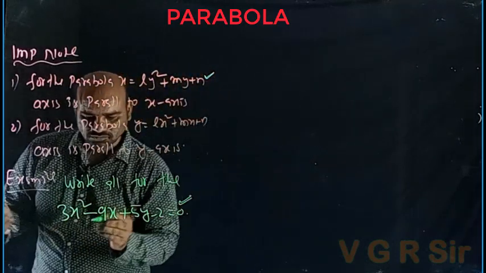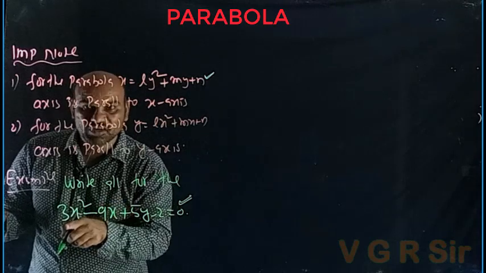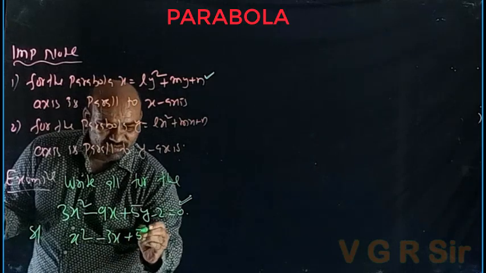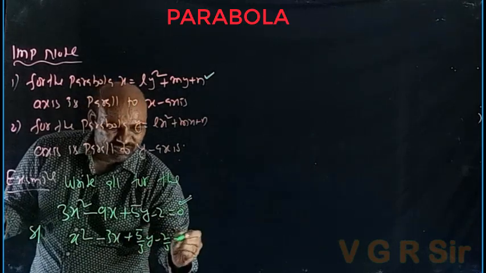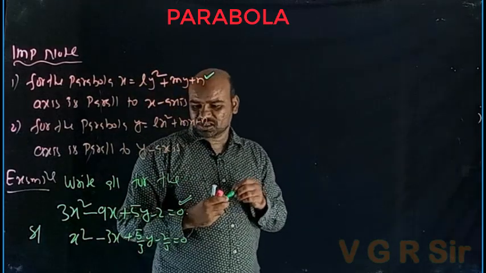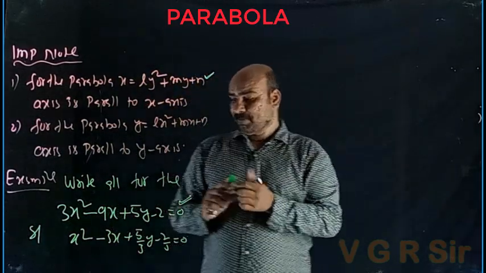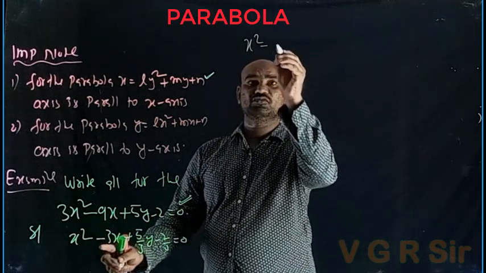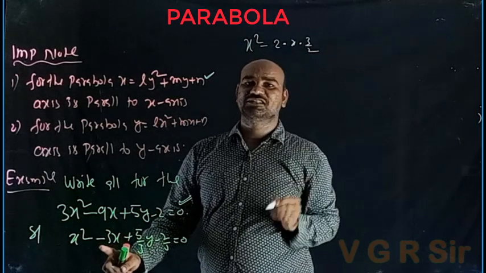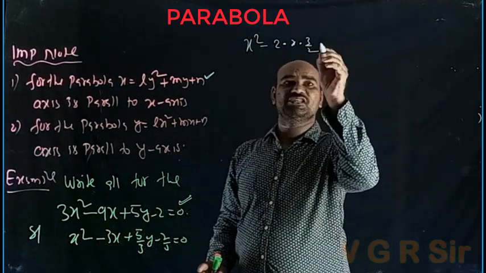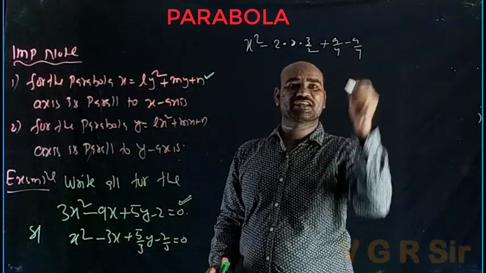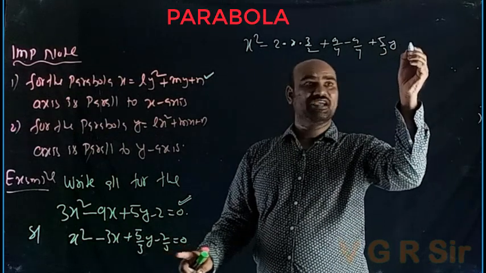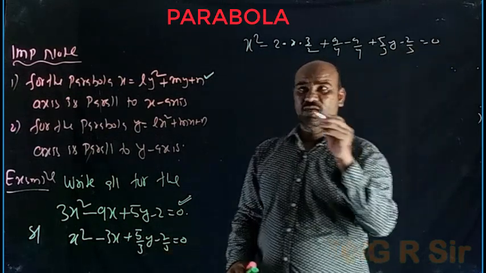I want to make it into a perfect square. I don't want 3 here. x square minus 3x plus 5 by 3 into y minus 2 by 3 equal to 0. Nothing is wrong. Interesting. x square minus 2ab, a square minus 2ab form: 2 into x into 3 by 2 I can write. a square minus 2ab plus b square, I want 9 by 4, not there, so added and subtracted. Remaining terms you write as it is: plus 5 by 3 y, minus 2 by 3, equal to 0.